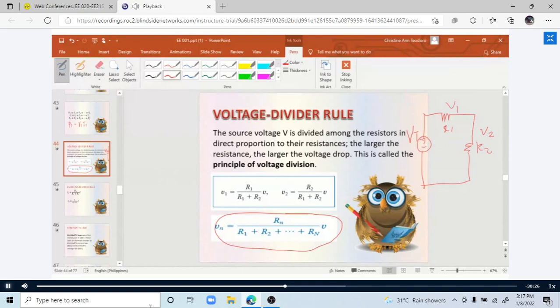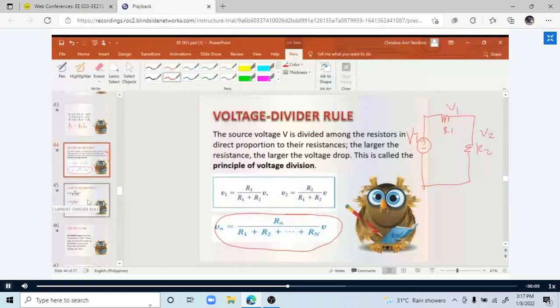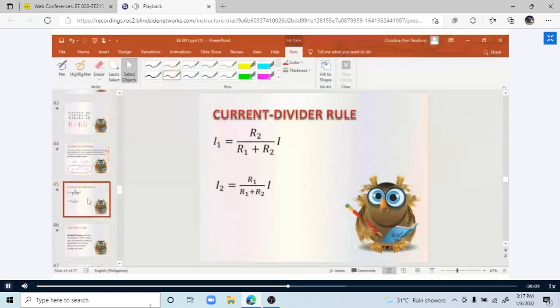Okay, any other questions? Any other questions, clarifications, comments? Okay, if you don't have any, let us now proceed to the current divider rule.